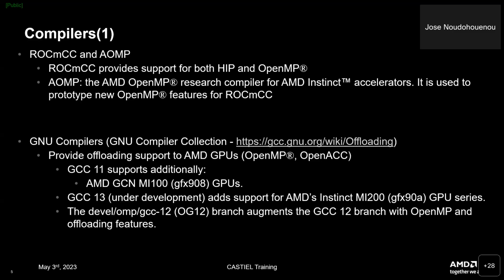GNU compilers also provide offloading support to AMD GPUs, including OpenMP and OpenACC. Since GCC 11, there is support for MI100. GCC 13 adds support for the MI200 GPU series. And today we have a branch called the OG12 branch that augments the GCC 12 branch with OpenMP and offloading features. As you know, OpenMP is evolving. GCC tends to support OpenMP, and every day they're adding different kinds of features.